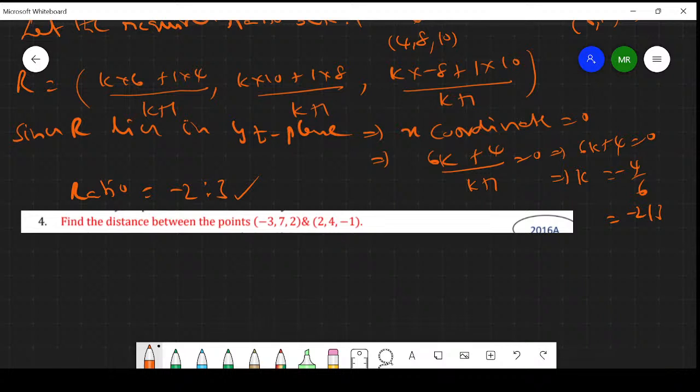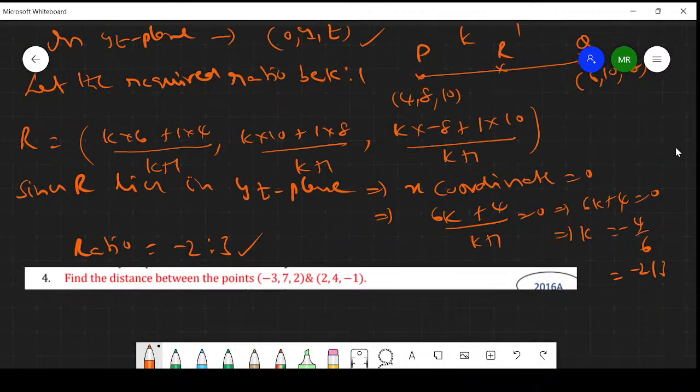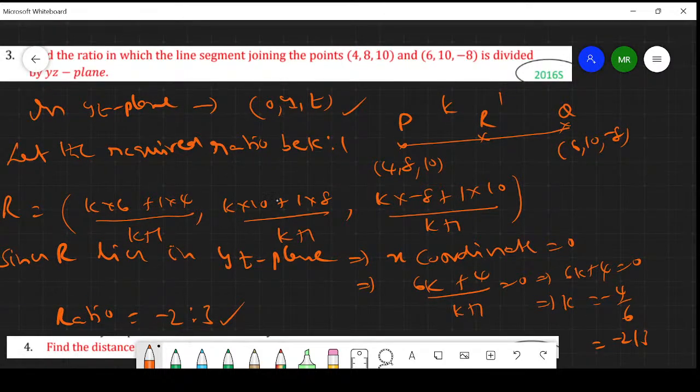Correct? That's your answer. That's all. Minus 2 by 3. This is an important one. The problem is simple: find the ratio. Sir, I have one doubt. Suppose they are asking zx plane. When they are asking zx plane, you take y coordinate equal to 0. Suppose they are asking xy plane. When they are asking xy plane, you can consider z coordinate equal to 0. Use that technique, that's all.